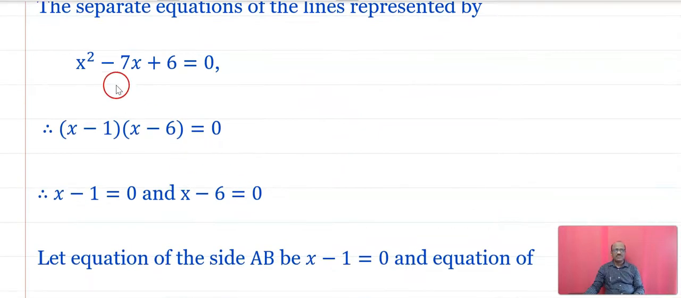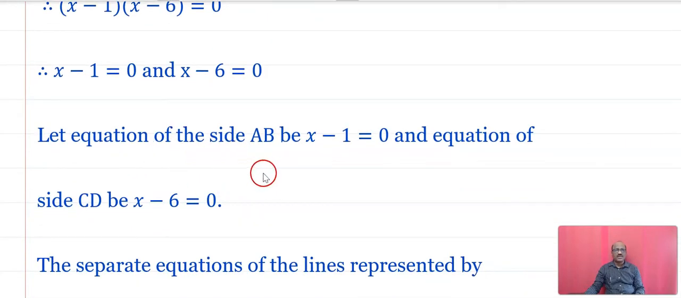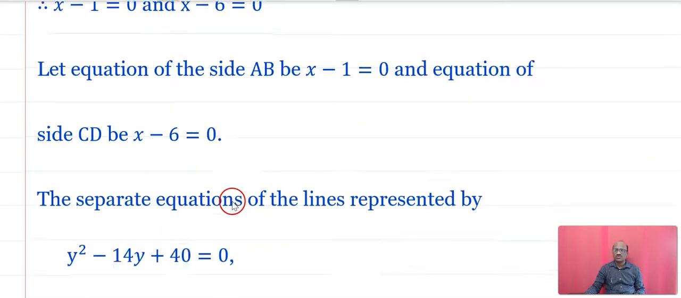Now their separate equations: x square minus 7x plus 6 is equal to 0. Separate it, then you will get (x minus 1) into (x minus 6) is equal to 0. Therefore x minus 1 is equal to 0 and x minus 6 is equal to 0. Let the equation of side AB be x minus 1 is equal to 0 and that of CD be x minus 6 is equal to 0.